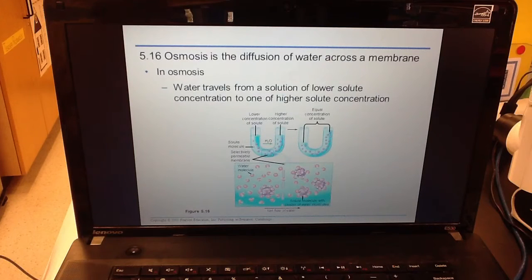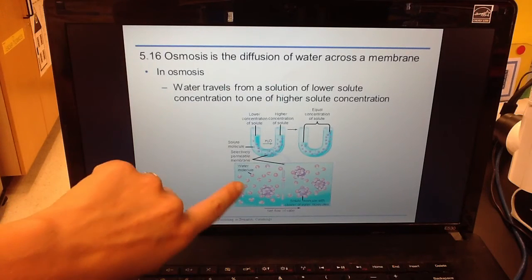One of the specific examples of diffusion across the membrane that requires facilitated transport is osmosis, or the movement of water. Water will always go from an area of high concentration to low concentration. However, when we talk about it in science, we don't talk about it as water going from high to low concentration. We talk about it as water going from low solute concentration to high solute concentration.